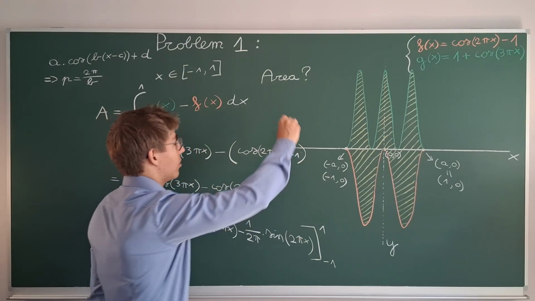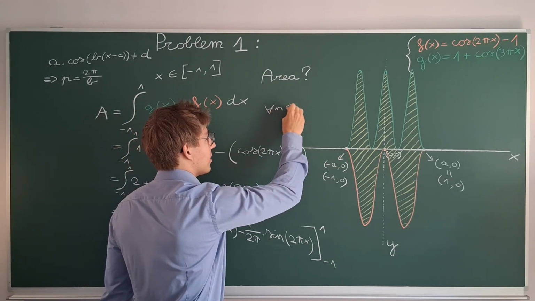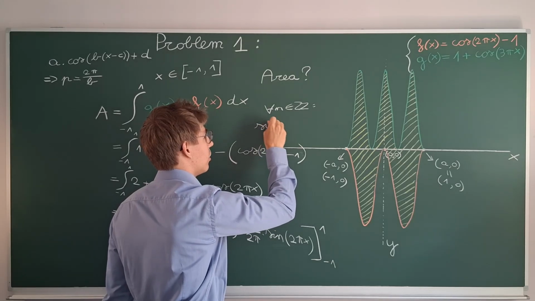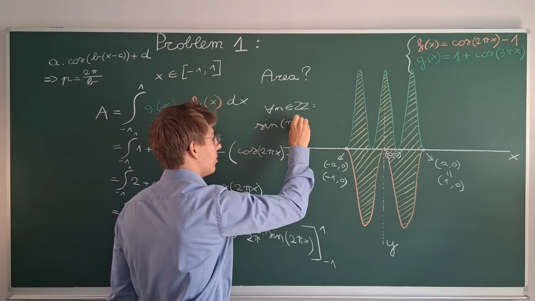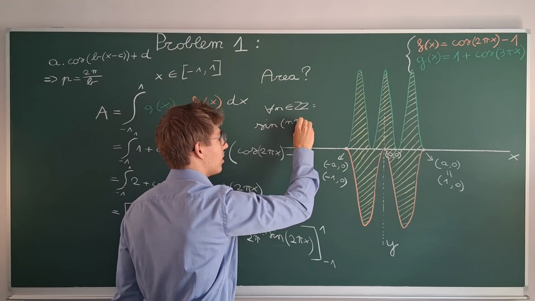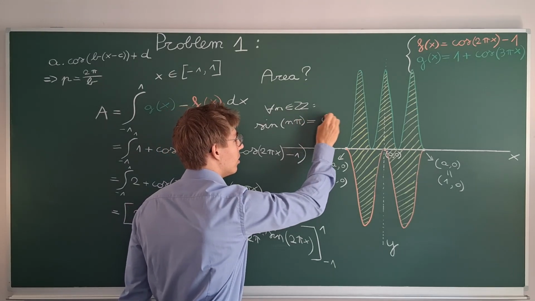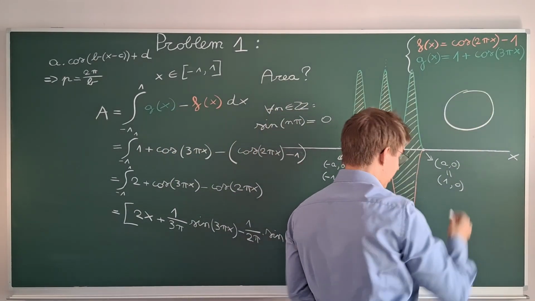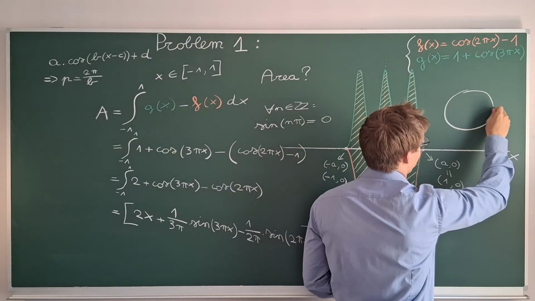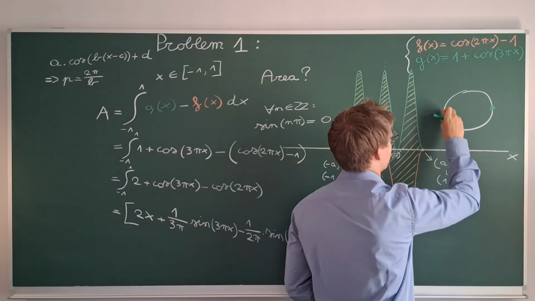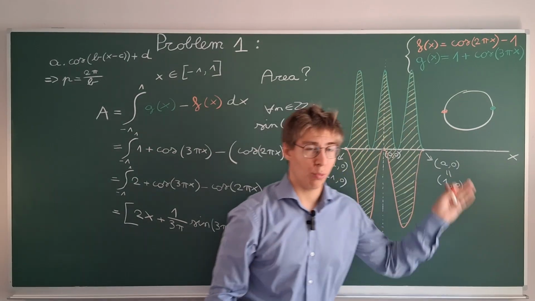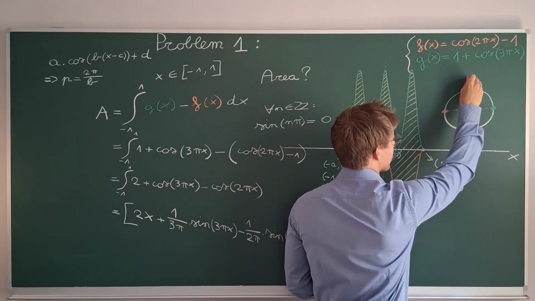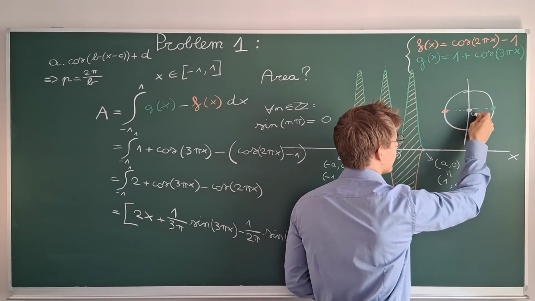But now notice that for all n in Z, the sine of n times pi is equal to 0. And we can see this very easily by drawing a circle and noticing that the sine of a multiple of pi will always end up in one of these points, and so the sine is a value on the y-axis, which then is 0.